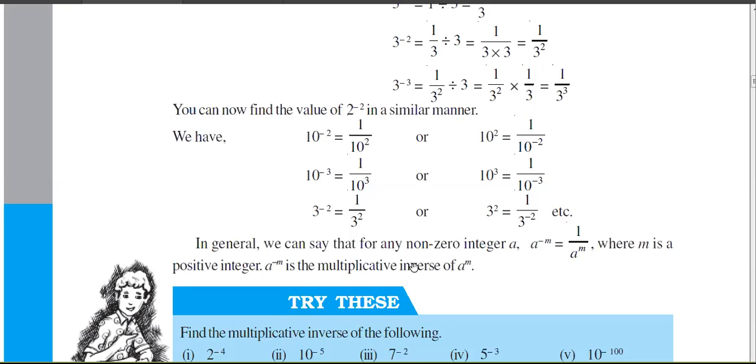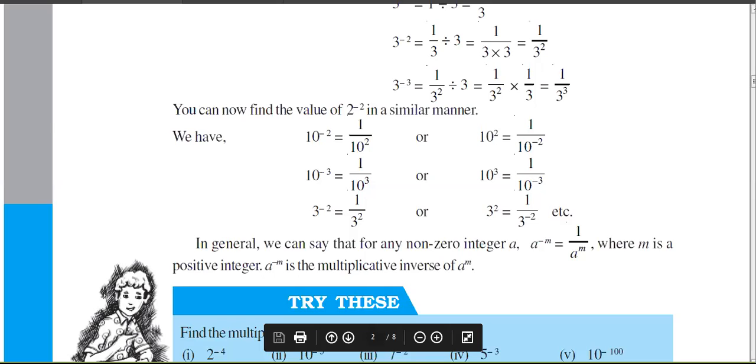I repeat again, a raised to the power minus m into a raised to the power m is equal to a raised to the power minus m plus m, which is a raised to the power 0, because minus m plus m is 0. That becomes a raised to the power 0 equal to 1. So a raised to the power minus m is the multiplicative inverse of a raised to the power m.